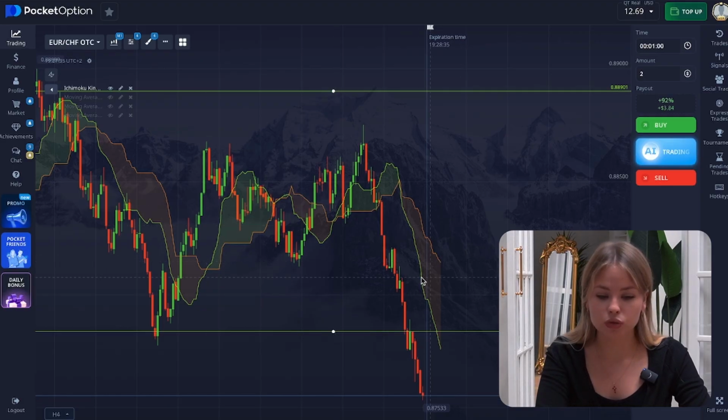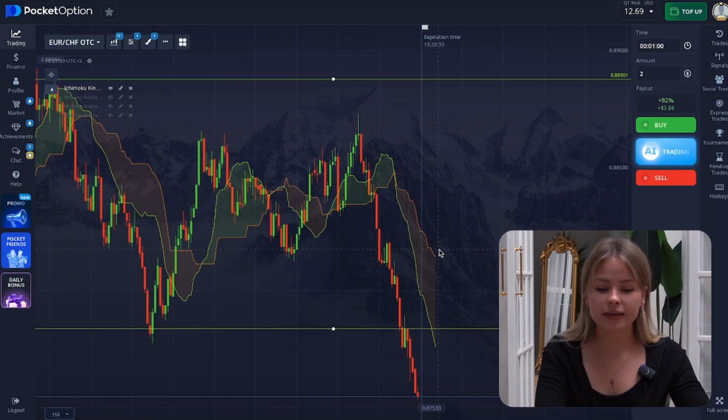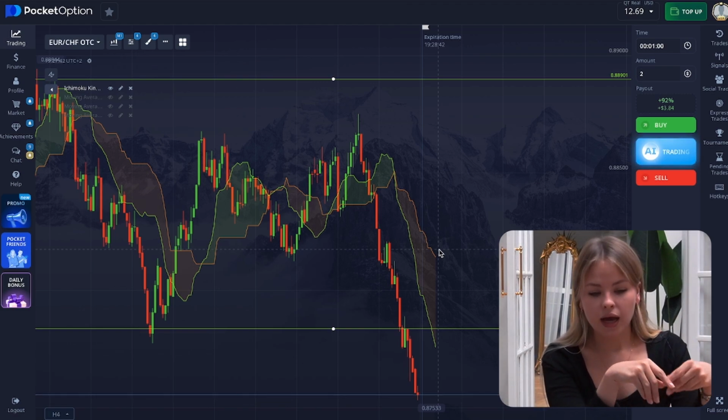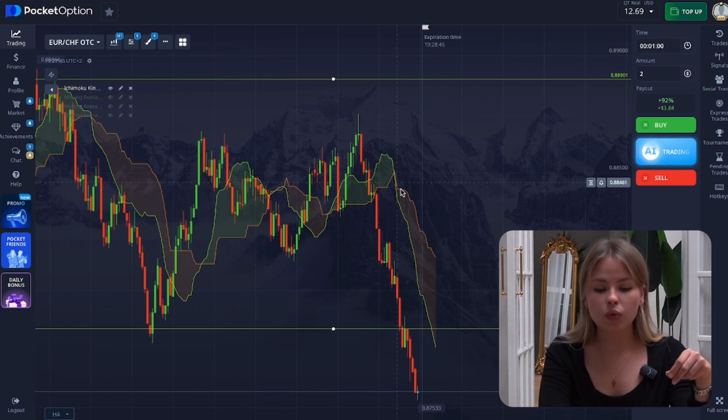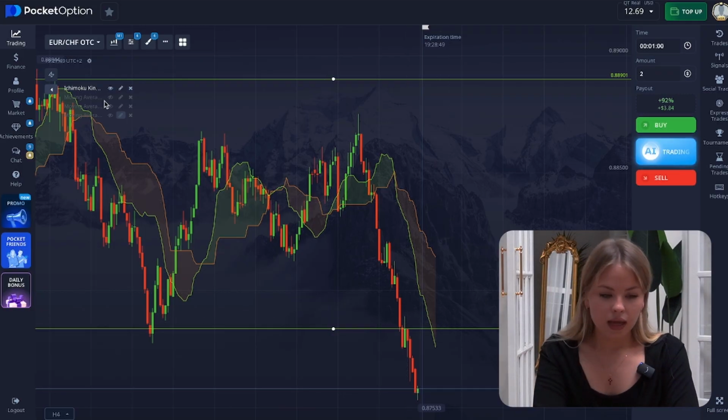This element is called cloud. And you can see that here is a green line and an orange line, and when they cross we see the change of the direction, whether the price will likely grow or, on the contrary, go down.